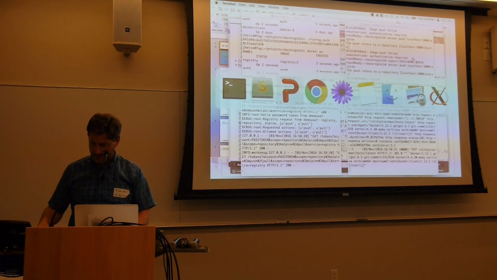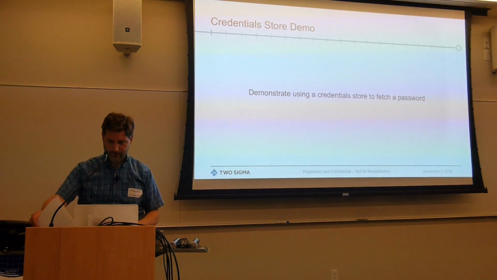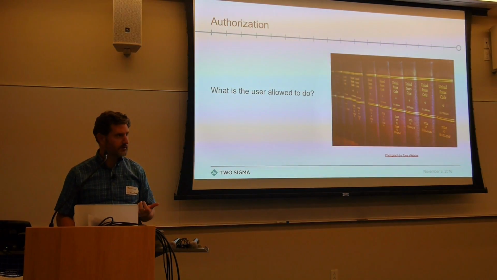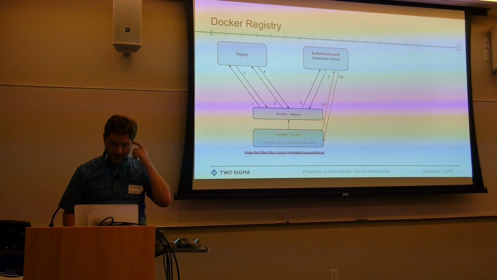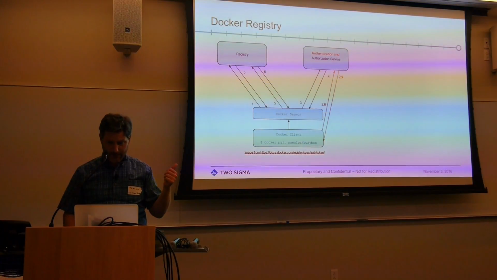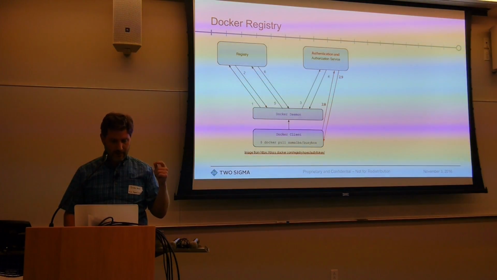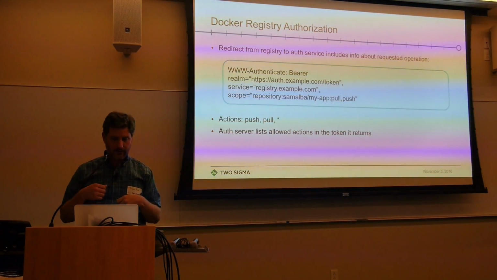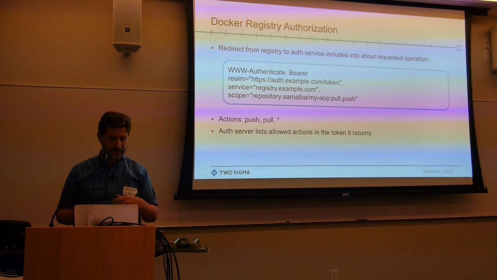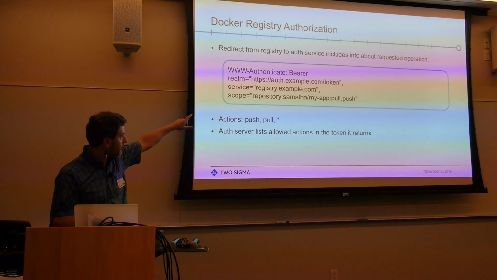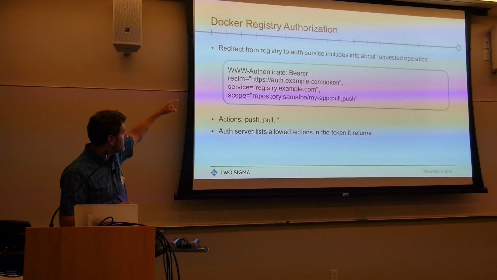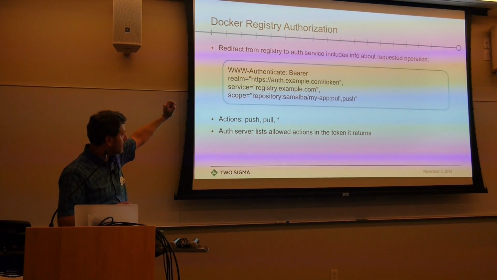All right, let me see if I can talk a little bit about some of these other parts before we run completely out of time. So authorization, what is the user allowed to do? You remember this diagram. And I mentioned this before, when the registry redirects the daemon to the auth service, this is what the header looks like. This I just stole out of Docker's documentation again. So it tells the daemon where to go.